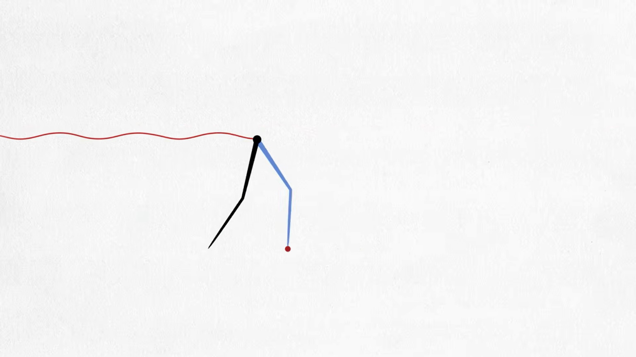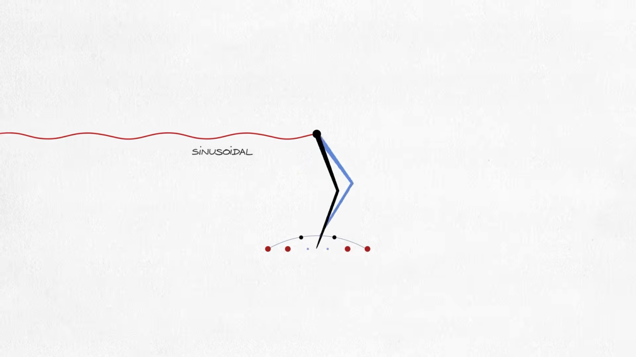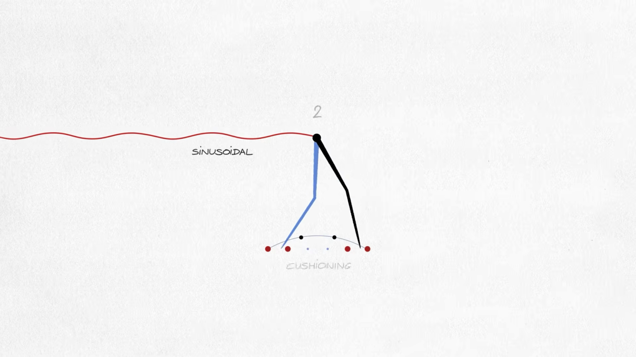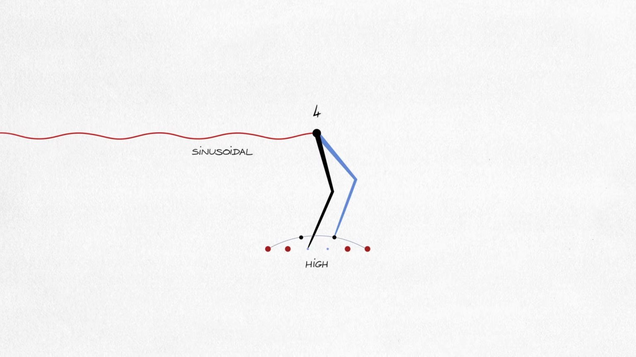With 2 double support poses, a cushioning occurs after contact. The trajectory becomes a sinusoid whose peaks shift to the intermediate poses. The first intermediate becomes the cushioning pose, the second the high pose.